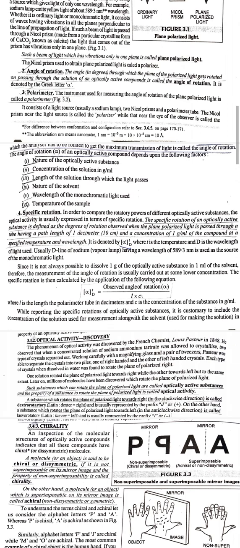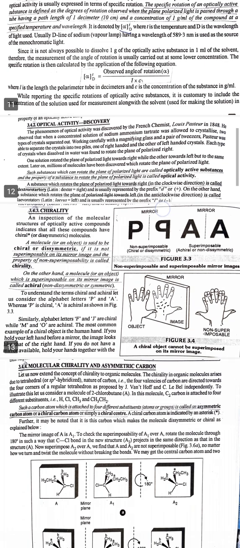It is mathematically calculated as [alpha] D to t equals observed angle of rotation alpha divided by L times C, where L is the length of the polarimeter tube in decimeter and C is the concentration of substance in gram per milliliter.